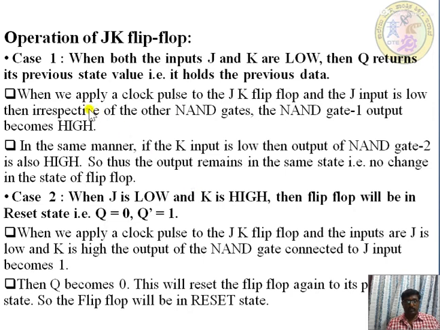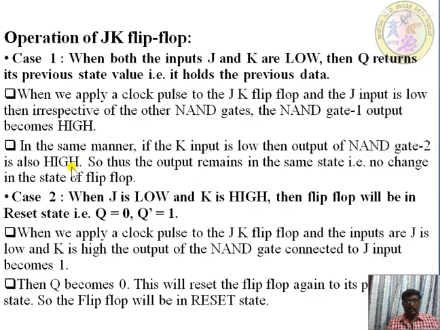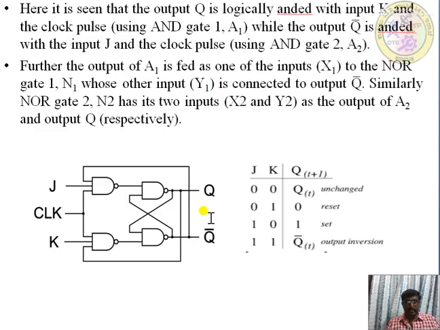When J is equal to 0 as well as K is equal to 1, you can assume the value Q is equal to 0 and Q bar is equal to 1. So Q is equal to 0 means this one is connected along with this one, we will be getting it as 1, and here it will be 0. The same thing we have assumed. Next, case 2: when J is low and K is high, then the flip flop will be in the reset state, that is Q is equal to 0 and Q bar is equal to 1.